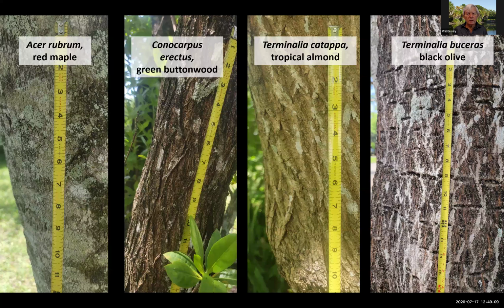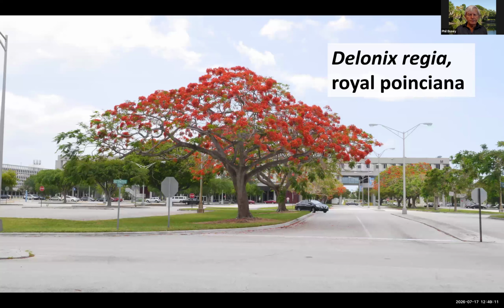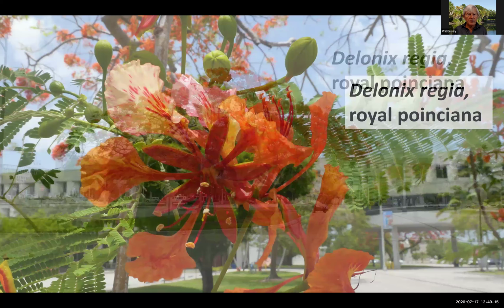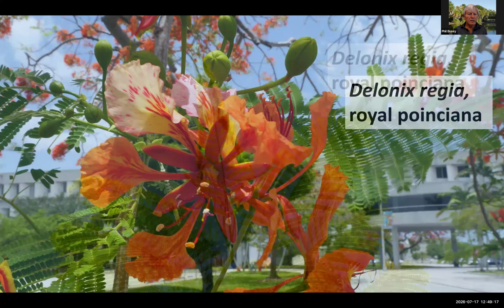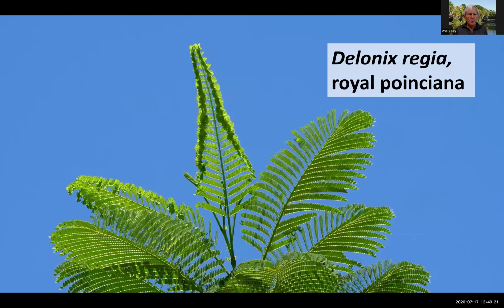We certainly know Delonix regia, Royal Poinciana, by its bright flower, but a lot of times it's not in flower, and it has very dramatic bipinnate leaves, which you would probably see from a distance as sort of this filmy gossamer look.